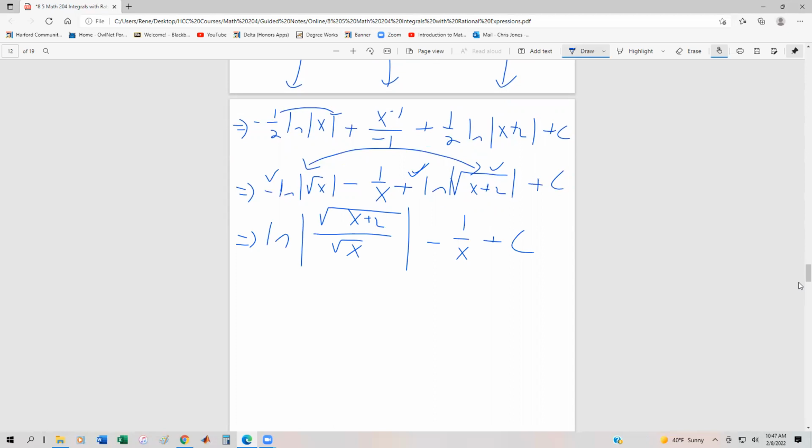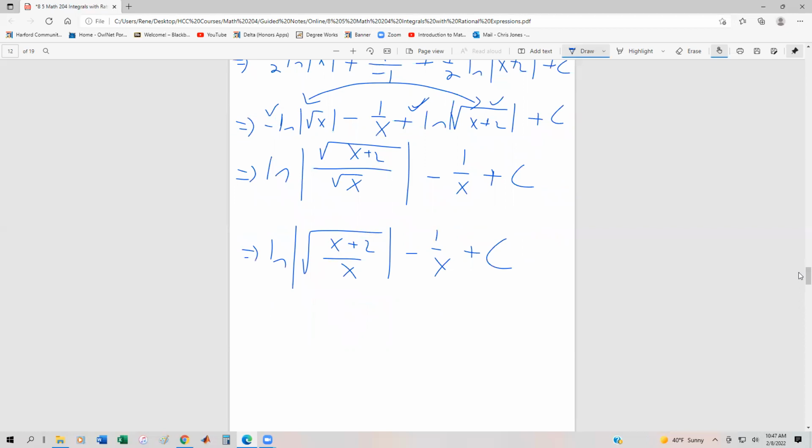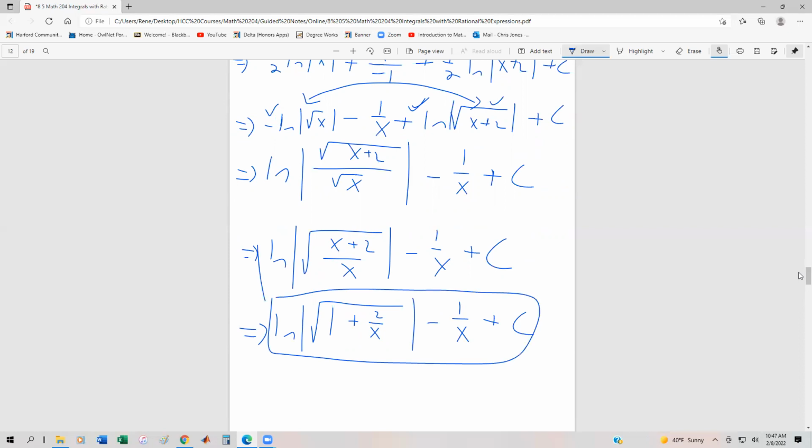And then if you really wanted to, you could simplify it even further. You could say natural log absolute square root of x plus 2 over x, minus 1 over x plus C. I guess if you really, really wanted to, you could write it as natural log absolute square root of 1 plus 2 over x, minus 1 over x plus C. All of these answers are the same, just a little bit different with respect to simplification. So in another video, we'll go ahead and take a look at more of these sorts of rational decompositions and solving that way.